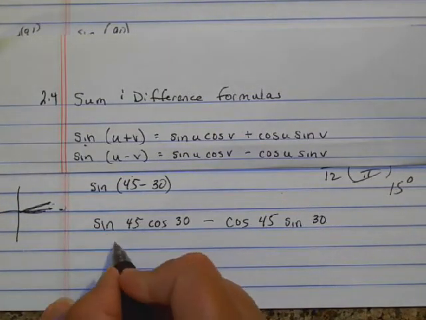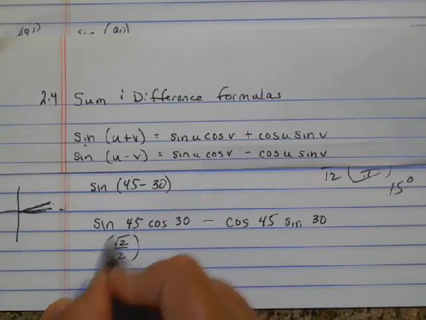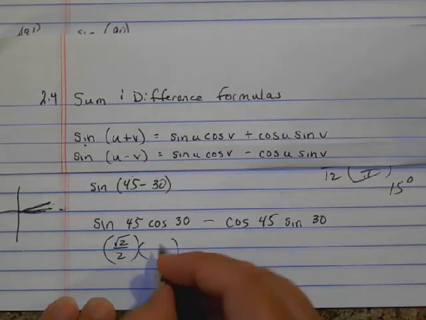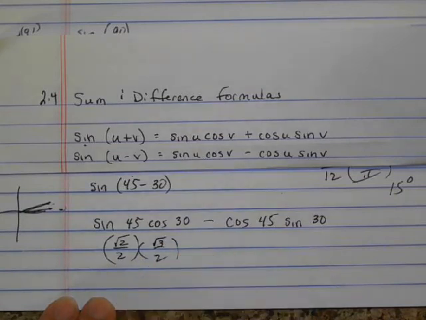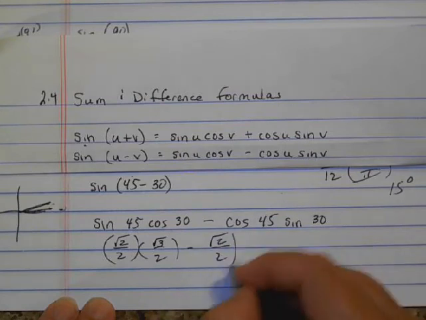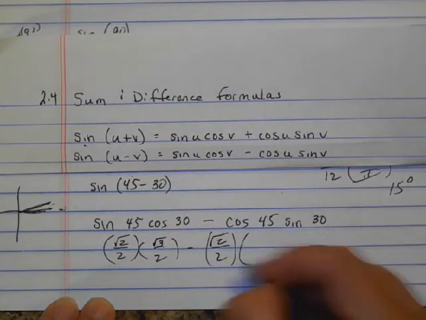Sine at 45 degrees is square root of 2 over 2, and I'm finding that on my unit circle. Cosine at 30 degrees is square root of 3 over 2. Minus cosine at 45 degrees, square root of 2 over 2, times sine at 30, which is 1/2.